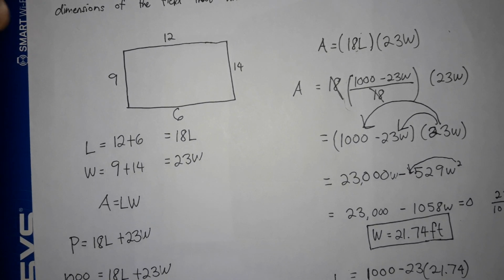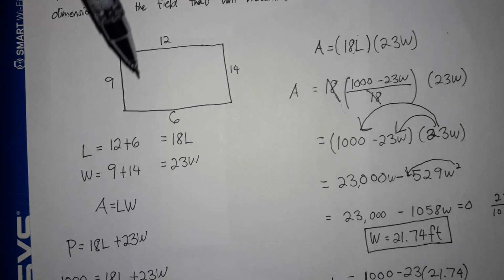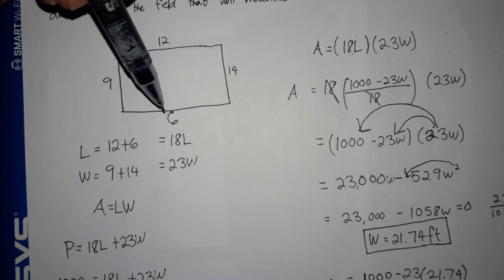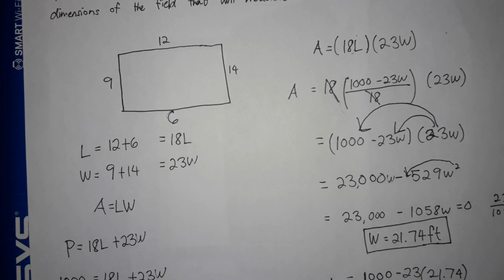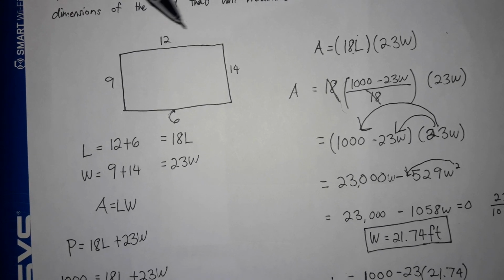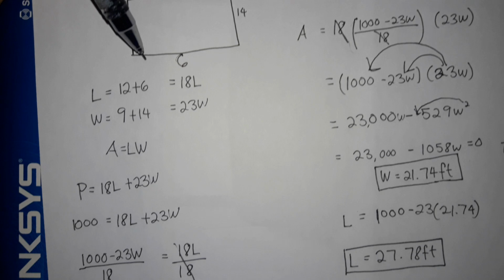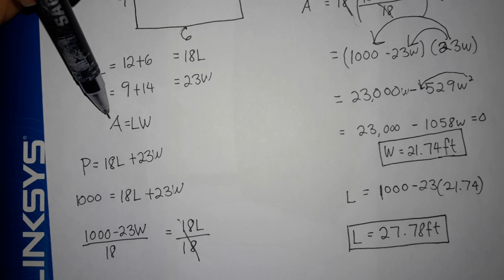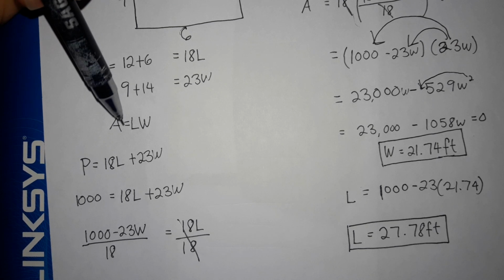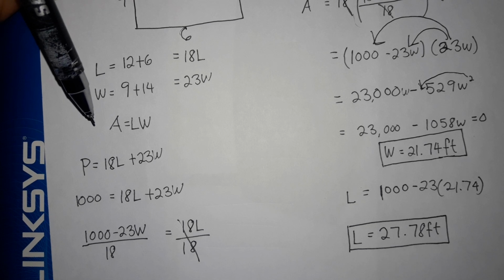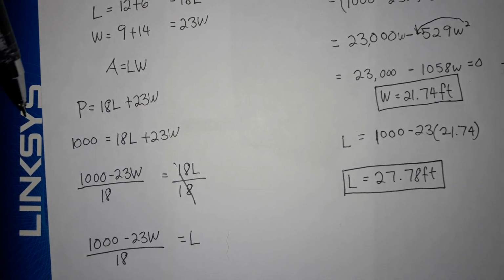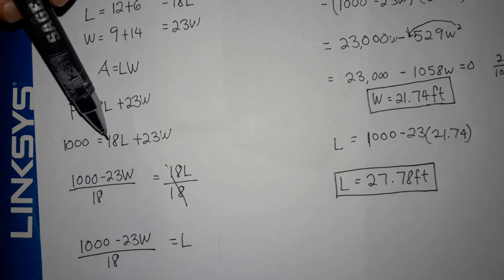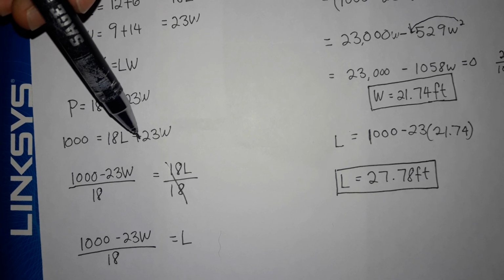So since this is a rectangular field, and the problem stated that we would start at the bottom, this would be the 6 first because it was respectively 6, 9, 12, and 14. So we would just add the two lengths and two widths, and we have our formula. A is equal to length times width, and we will also be using that later. So we have $1,000 is equal to 18 length plus 23 width.